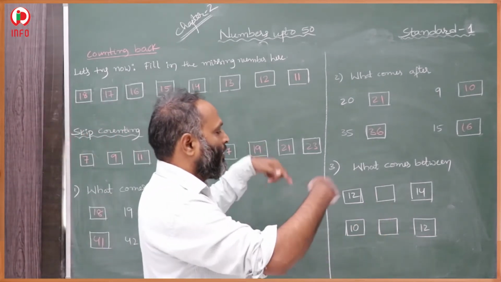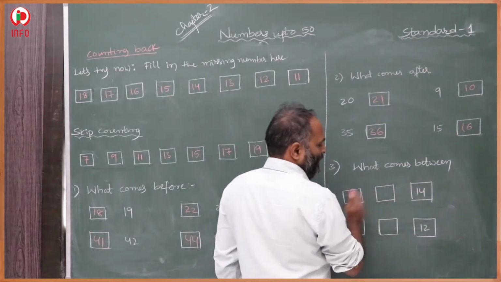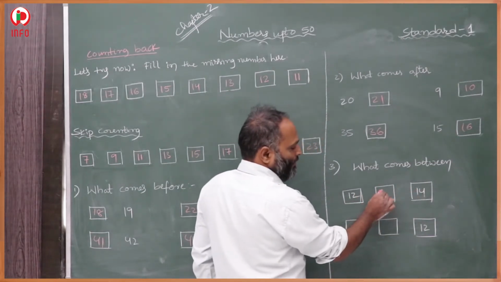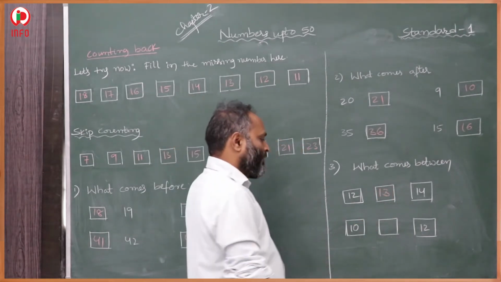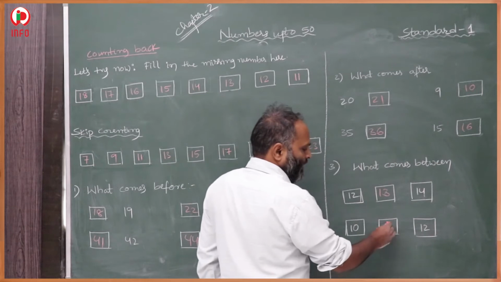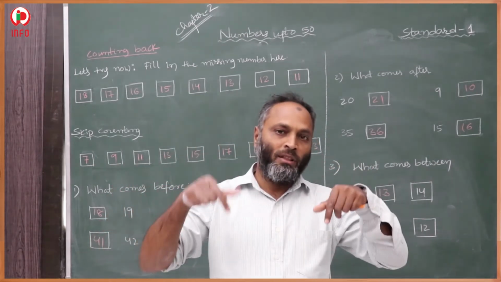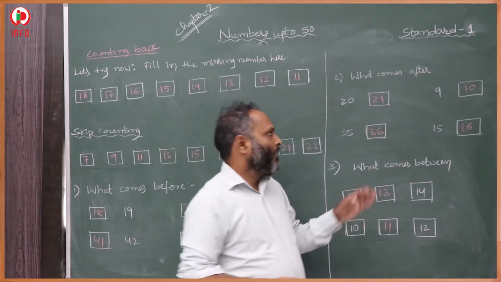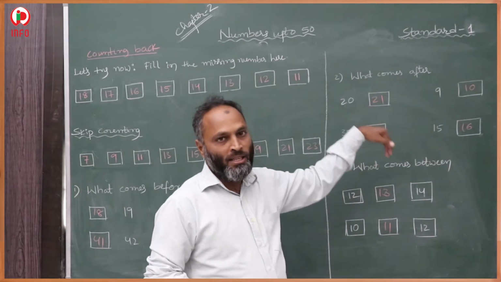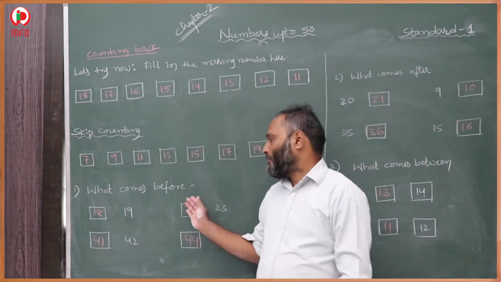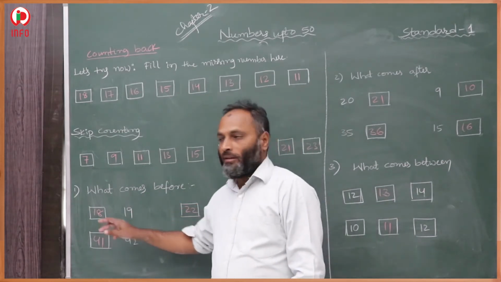In between means center. So in between which number will come? 12, 14. In 12, 14, in between which number will come? 13. 12, 13, 14. In the same way, 10 and 12, 11 will come. So this is the between number. Between number means what comes in between those numbers. Then after means the very next number. Before means what number will come previous to that number, that is the previous number.